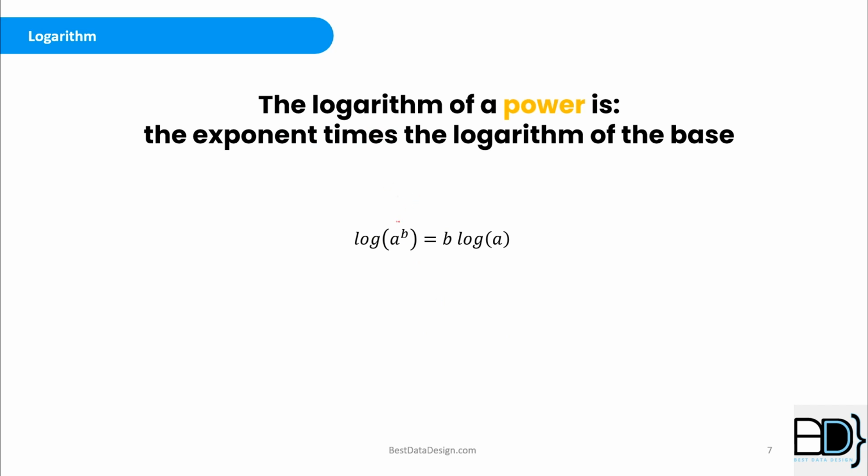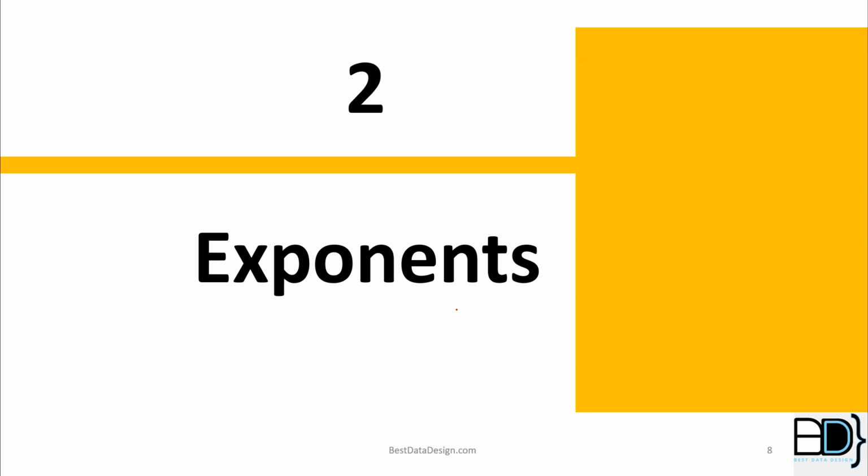The log of a power is the exponent times the log of the base. So in this case, this power goes behind log. So it will be b multiplied by log a. In this case, for example, it will be 3 multiplied by log. We keep the rest and do the calculation.